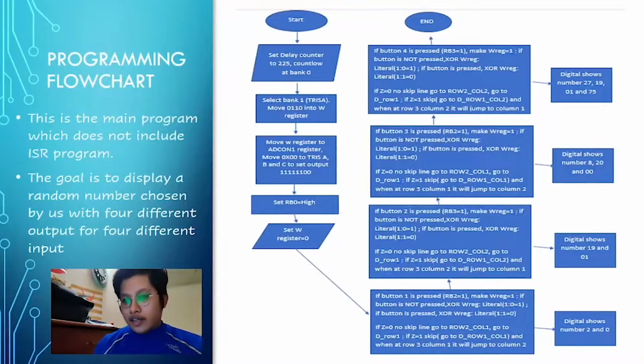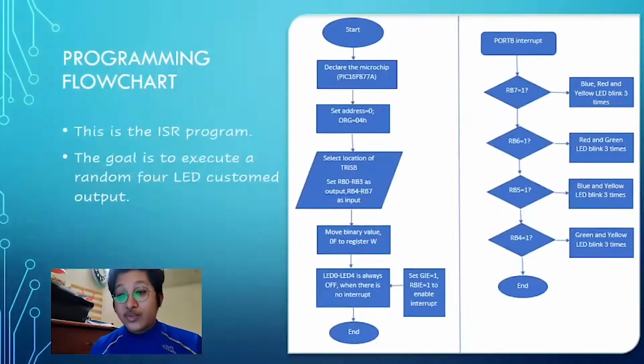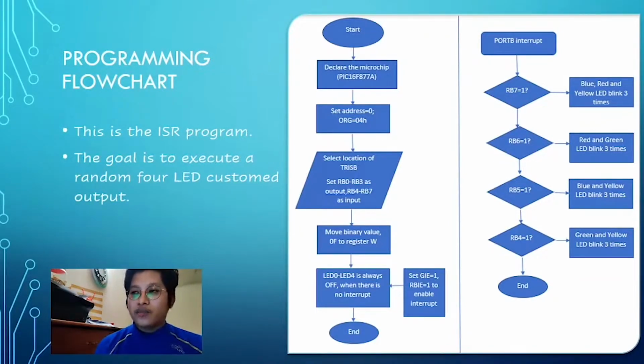Next is our ISR program, which is the interrupt service routine. Right, next, this is the flowchart for the ISR. So first we declare a start, and then we declare the microchip. We use the PIC 16F877A. Then we set the address to 0 and the origin at 04H, because the 00H is already used by our main program.